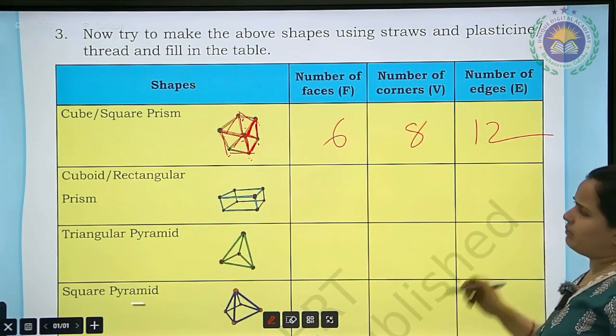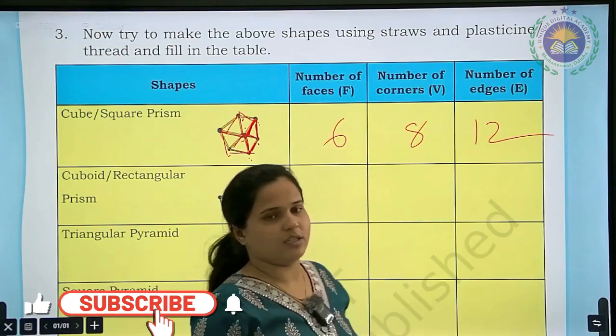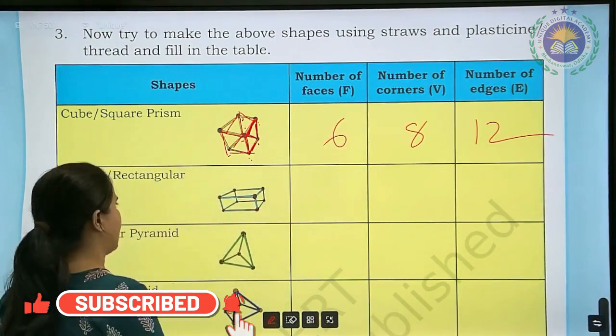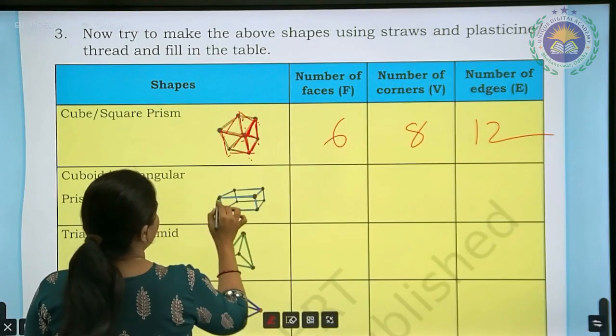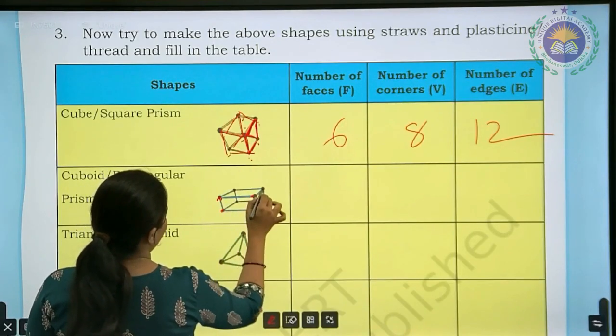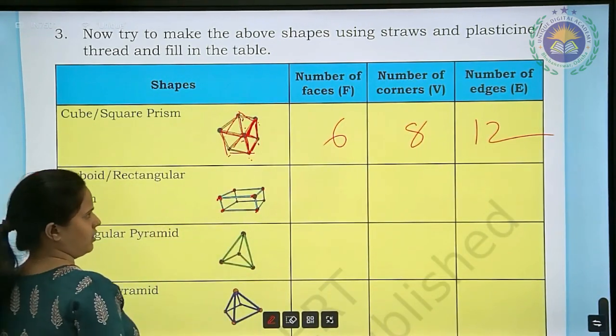So can you tell me which are the edges here? The sticks are edges. We will call these edges. What is the corner? These round things, the ends of the matchsticks, are the corners.